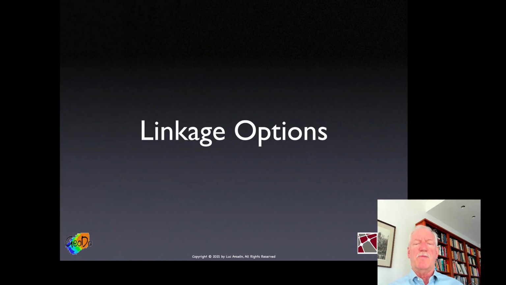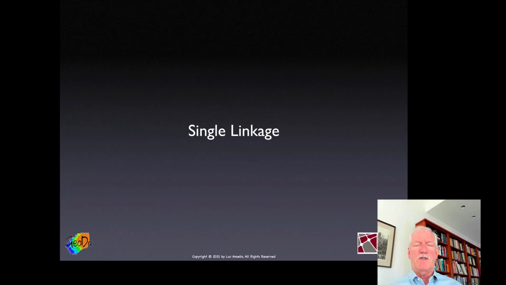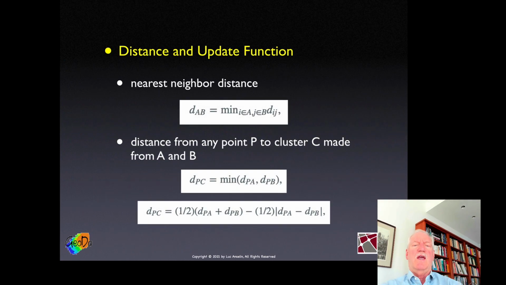So what are these linkage options? There are several, but we'll consider the four most common ones. The first one is single linkage, and single linkage is a nearest neighbor criterion. So the distance between two points is the minimum distance between them, and the distance between two clusters, A and B, is the nearest neighbor distance. So we take the point I in A and the point J in B that are the closest together, and that becomes the distance between the two clusters.